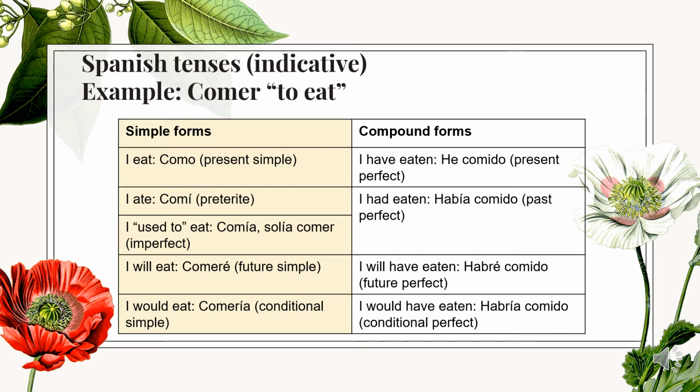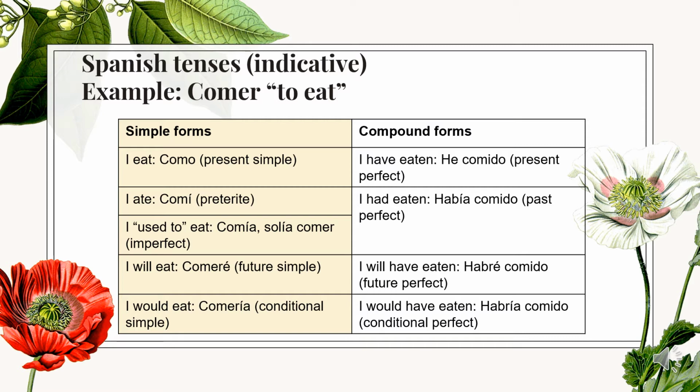So, simple forms, we've got I eat, como, which is the present tense, the present simple. Then we have I ate, comí, and that's the preterite. I used to eat, when we want to describe an action, a description in the past or an action that was repeated in the past, and we call that the imperfect. I will eat, which is a future simple. And finally, I would eat, that's the conditional simple.